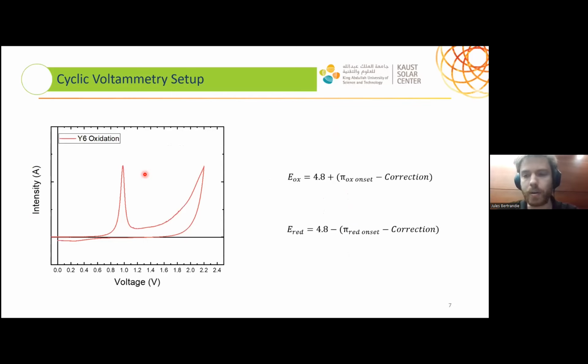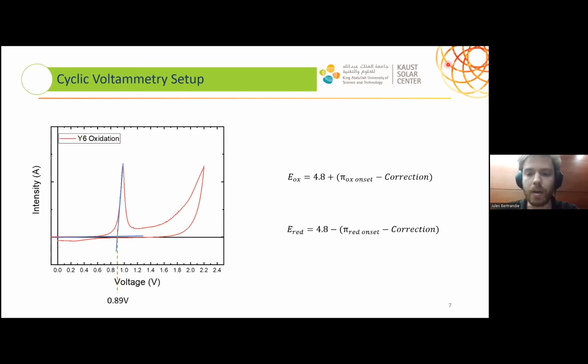Here is an example of what we measured. I just took the Y6, where you see this peak. In order to extract our energetics, we take the onset of this peak. We have the baseline, we take the tangent of the peak, and we are able to extract the onset. Here it's around 0.9, 0.89.